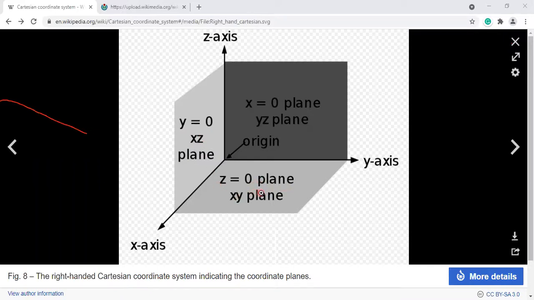Now, if I put z equal to five, what will that be? It will also be a plane.